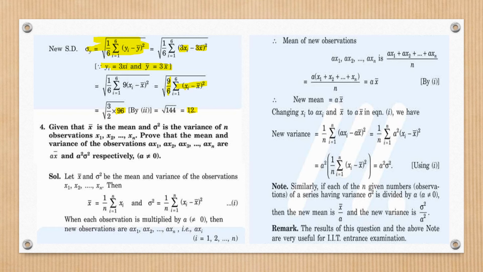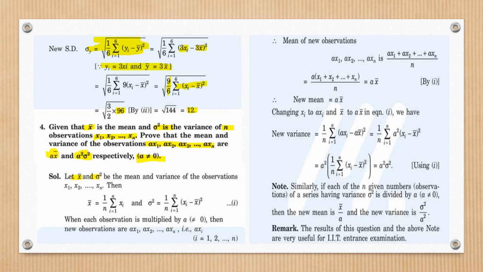Number 4 is the same question, and now it is in the theoretical form. Here the observations are in a, b form. Given x bar is the mean and sigma square is the variance for n observations, denoted by x1, x2, and so on up to xn. You have to prove that the mean and variance of the observations ax1, like there it was multiplied with 3, so here it is multiplied with a, are a x bar and a square into sigma square respectively, when a is not equal to 0.